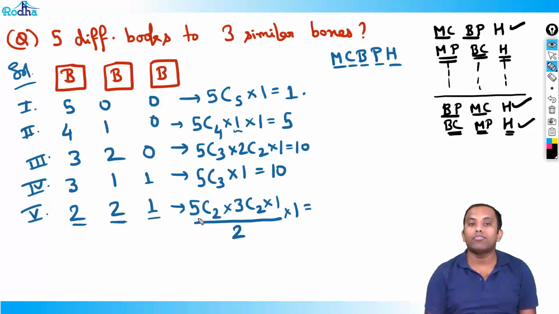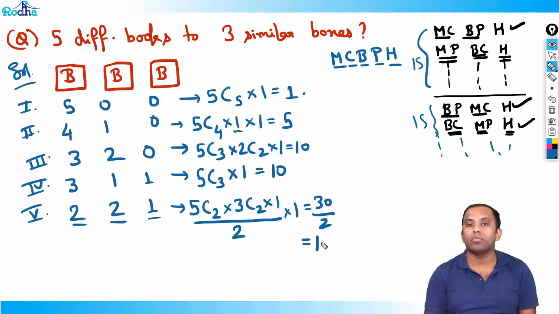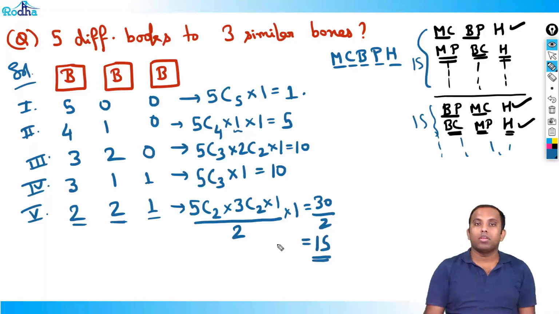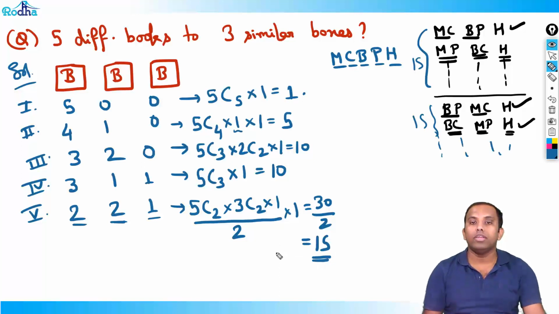So if you're trying to write 5C2 into 3C2, there are 30 cases, but there are not 30 cases. There will be only 30 by 2, 15 cases, right? Because you see, the first 15 will be the same as the last 15, right? So only 30 by 2, 15 cases will be here.